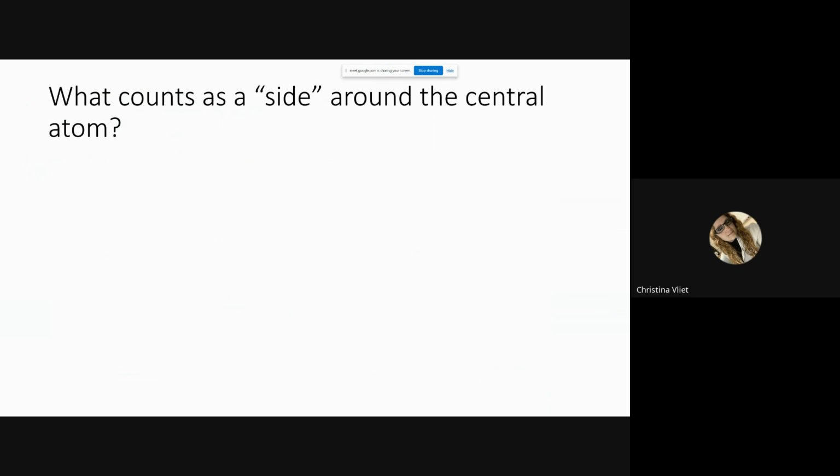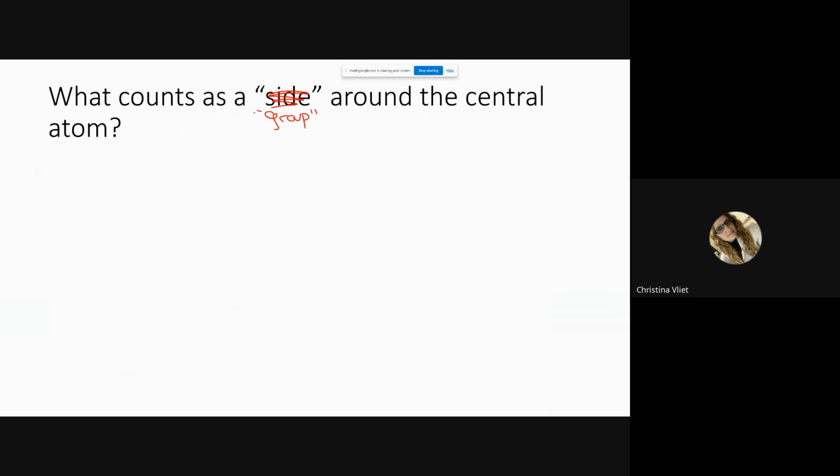So we have a couple things to address: what counts as a side, and how to draw 3D, before we can get to the fun part of today's class. So what counts as a side, or I'd like to rephrase this, what counts as a group? Because I've been using the term group. What counts as an electron group?